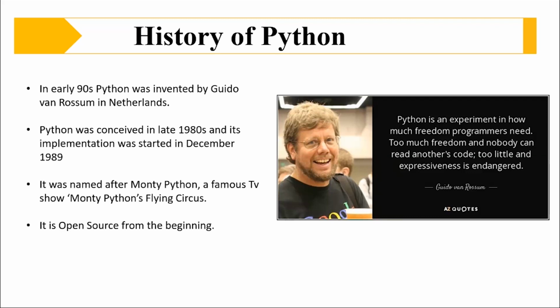Now, next point is it is open source from the beginning. So what is open source here? Open source is you don't have to pay. It's freely available. You just need to go to the official website and download and install the latest version from there. So open source, you don't have to pay, you don't have to buy any license, and even you can go and contribute to the Python community. So Python is open source and freely available since its existence. So this was about history of Python.